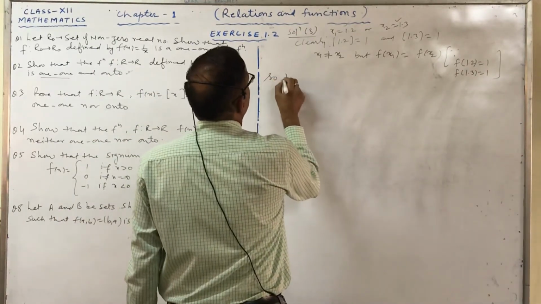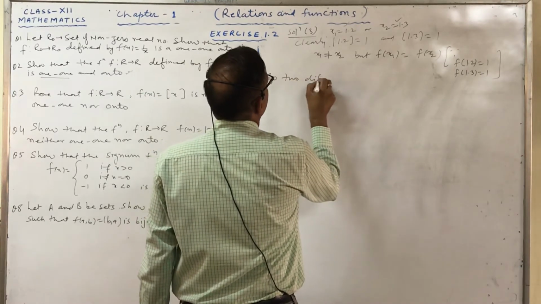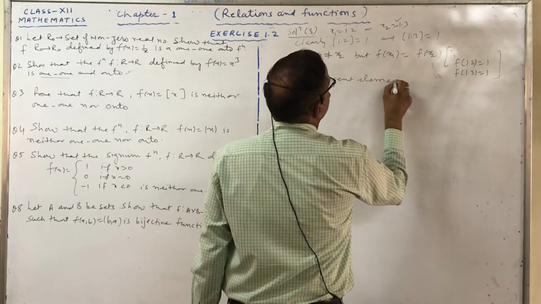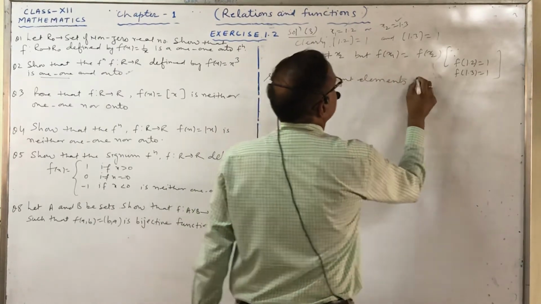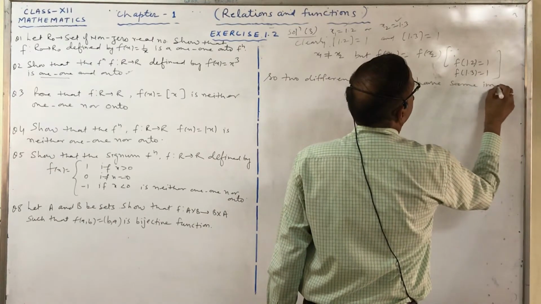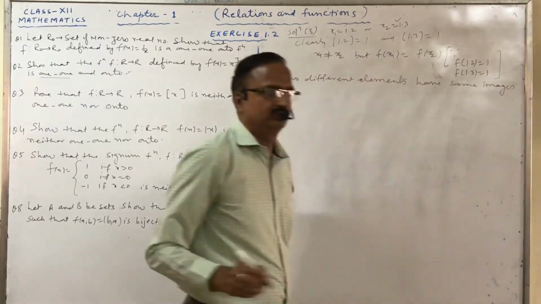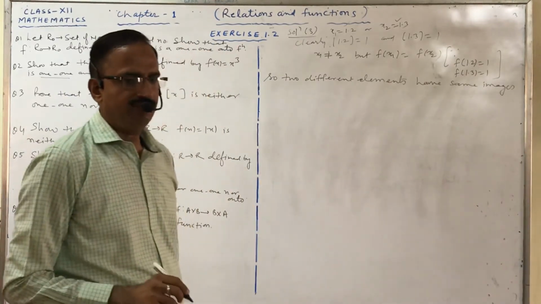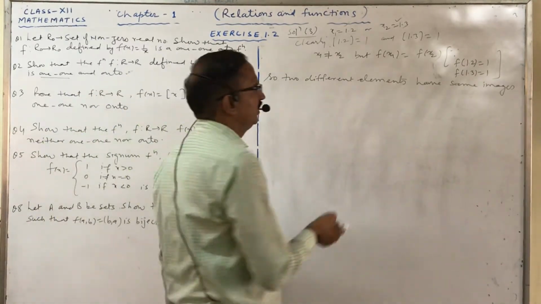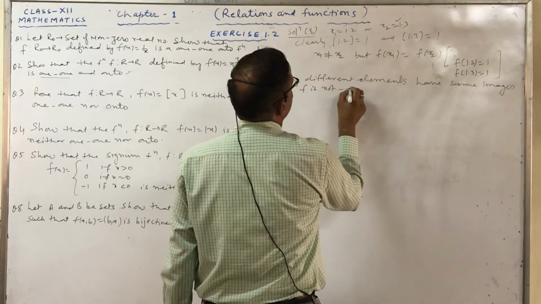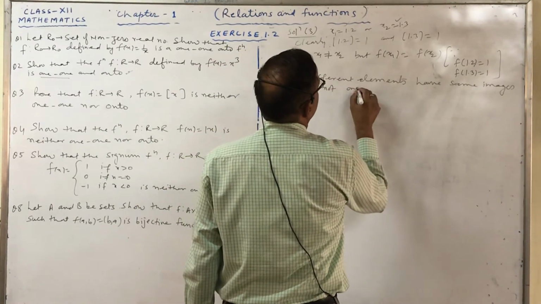Two different elements have the same images. Therefore, f is not one-one.